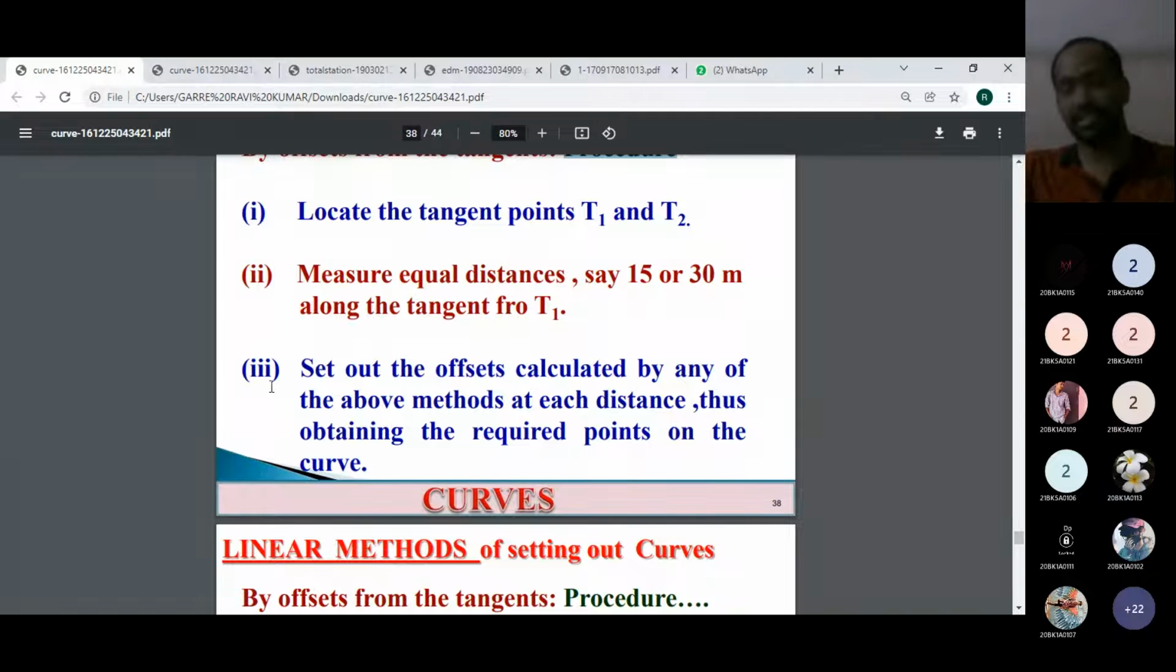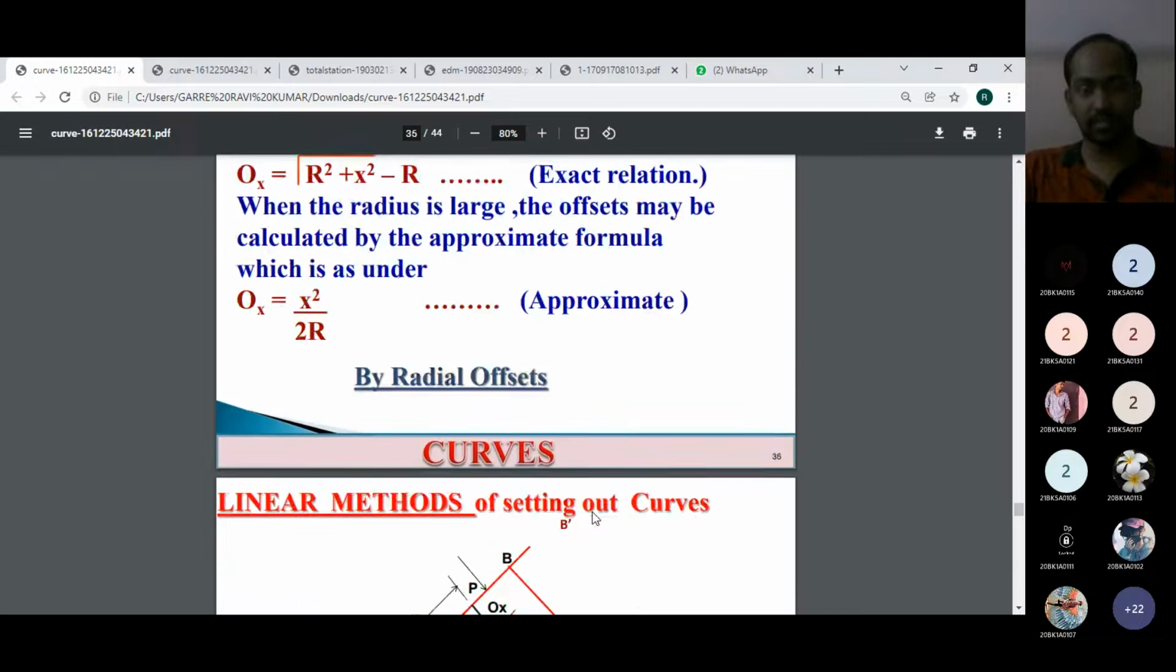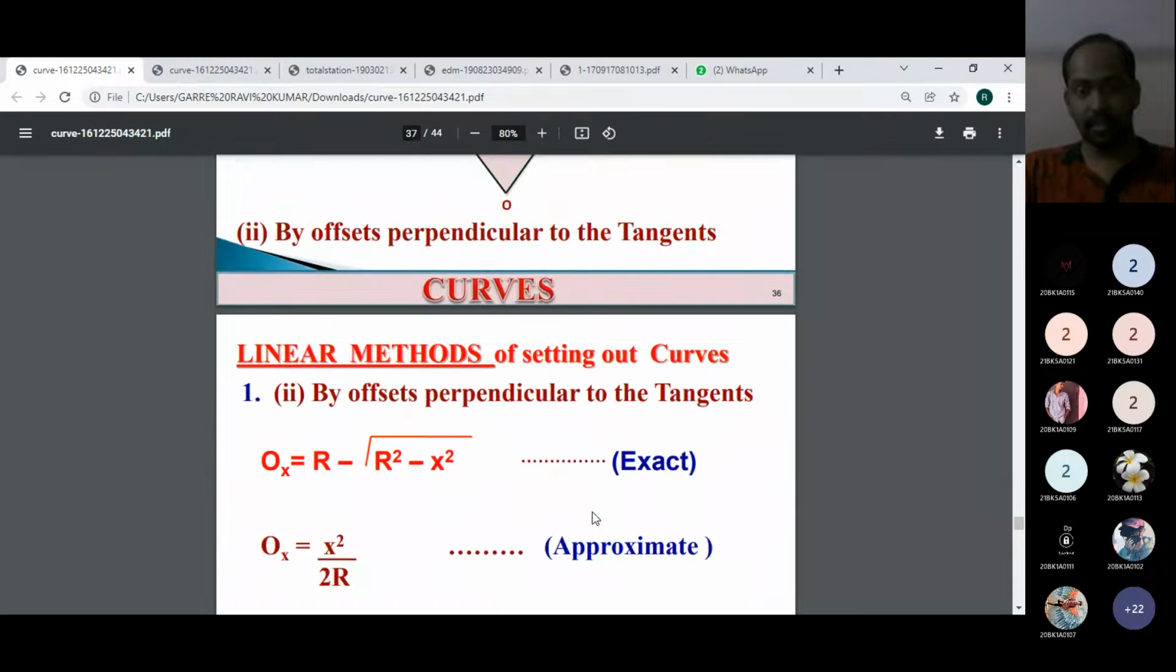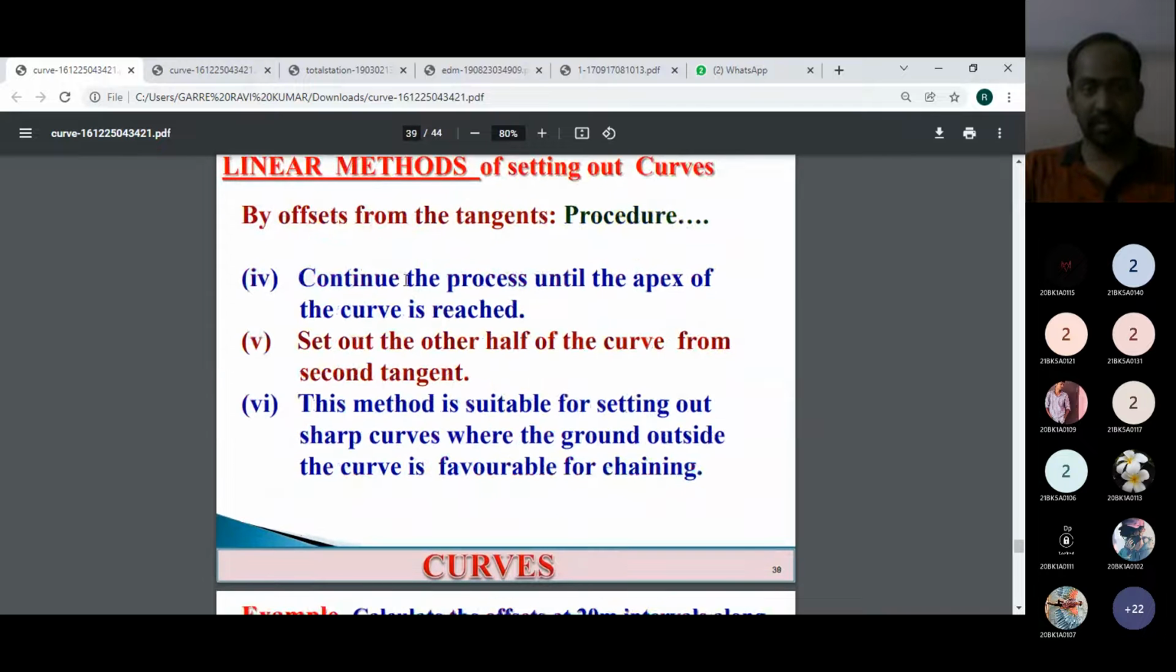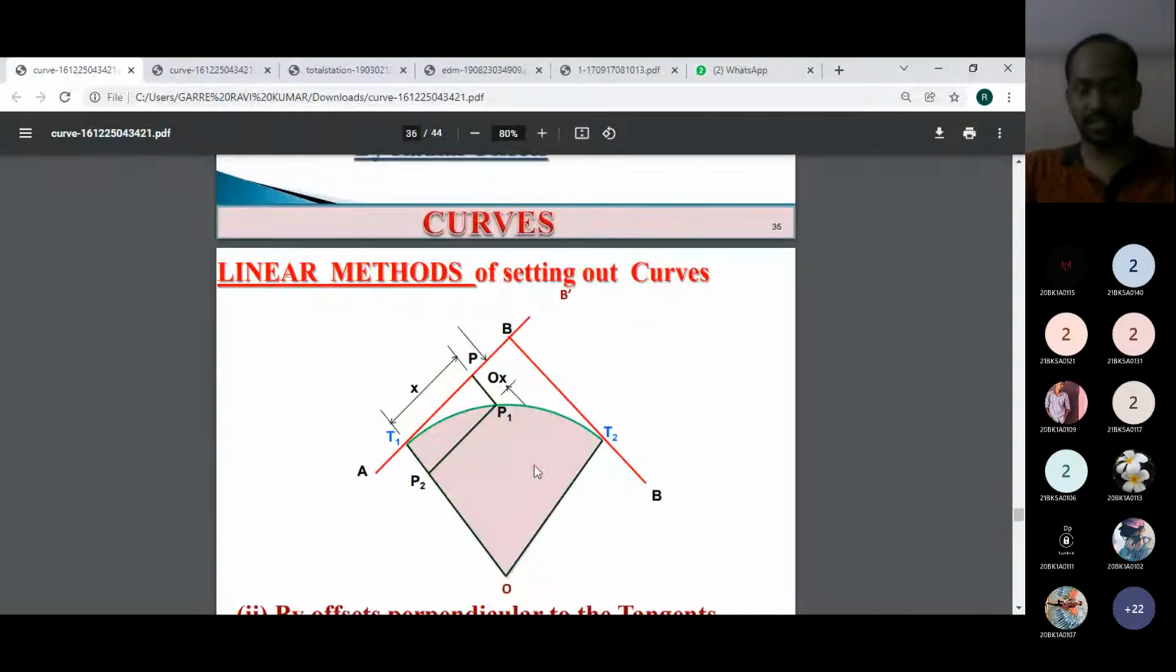Then measure equal distances of 50 meters or 30 meters along the tangent from T1. It means that equal distances we have to set out. Then set out the offsets calculated by any of the above methods. By using either of these two methods, we can set out the offsets at the required points. Then continue the process until the apex of the curve is reached. We have to keep on setting out the offsets: first offset, second offset, third offset, like that.